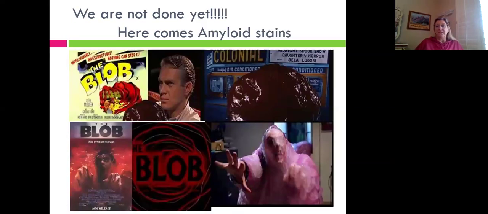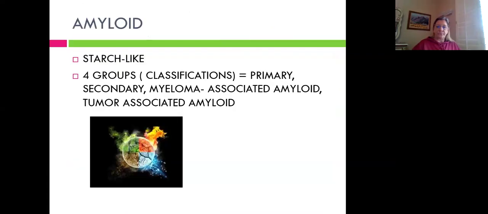All right, so now we need to talk about amyloid stains. Amyloids are sort of like the blob. Once they are established, the amyloid just keeps growing and growing and getting bigger and bigger and engulfing the surrounding cells. So I sort of look at it as this starch-like blob that just keeps eating at the organ.